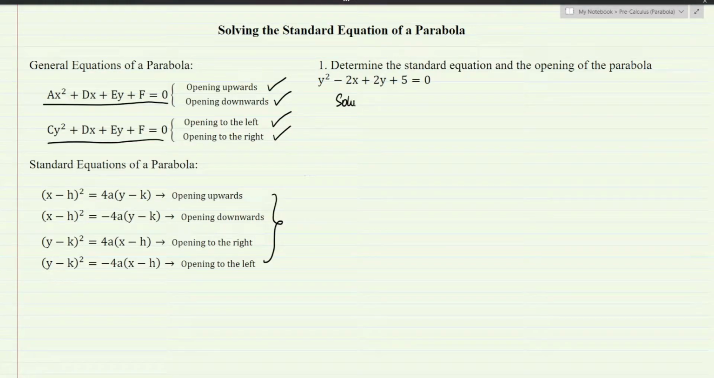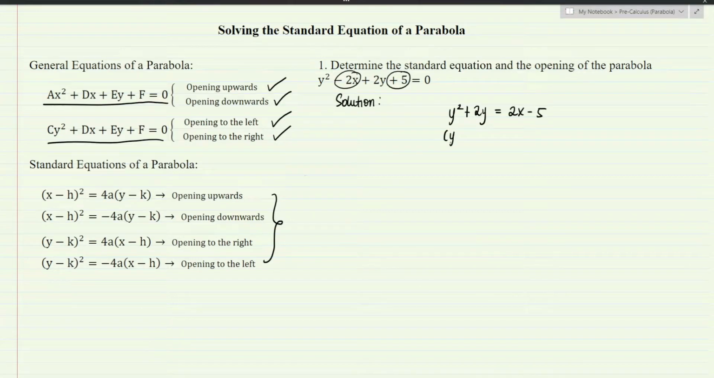So for its solution, what we will do here guys is we will just transpose this negative 2x and positive 5 to the right side of the equation so that we can perform completing the squares to the terms y squared and 2y. So I will have here y squared plus 2y equals, we'll have positive 2x and negative 5 on the right side of the equation. And after this, we can now perform completing the square on the left side of the equation.